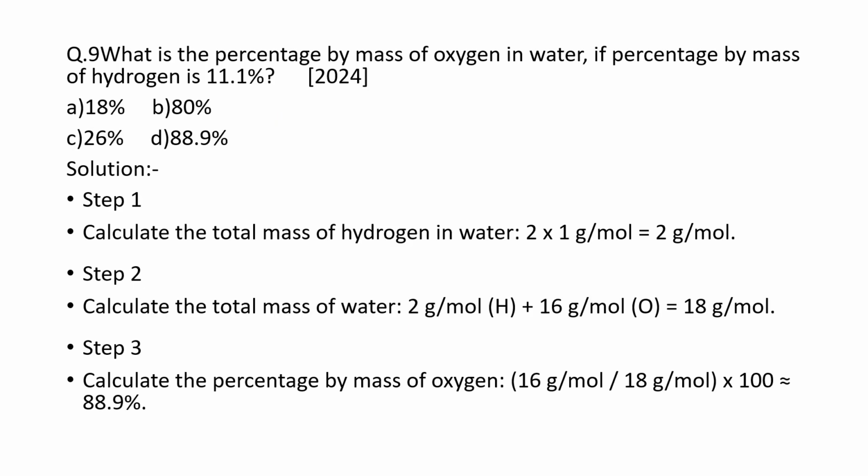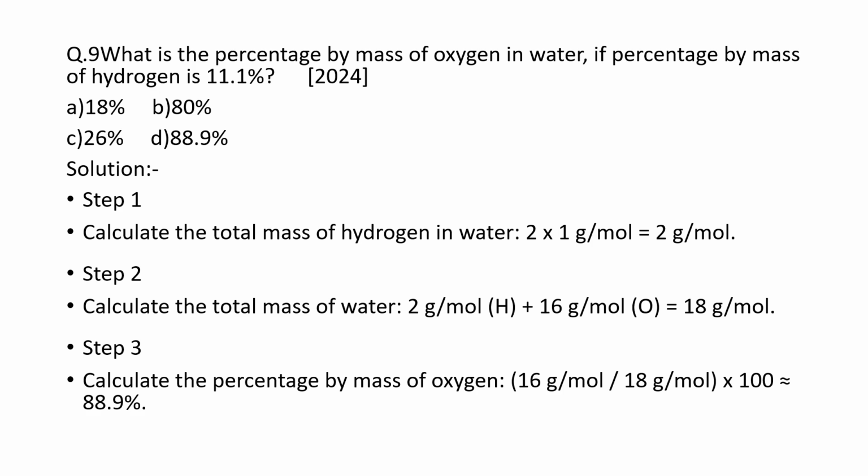Question number 9. What is the percentage by mass of oxygen in water if the percentage by mass of hydrogen is 11.1? By this information, we can calculate the total mass of water. How can we calculate? 2 grams per mole of hydrogen reacts with 16 grams per mole of oxygen. It gives 18 grams per mole. This 18 grams per mole is the total mass of water.